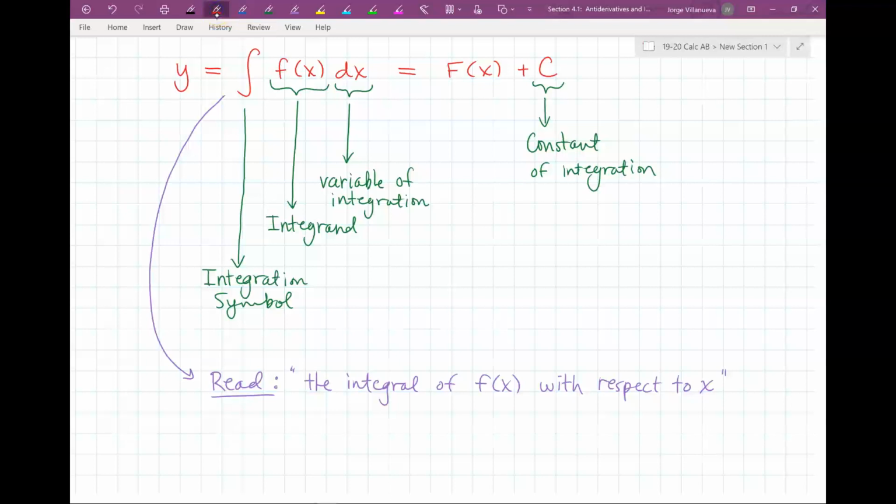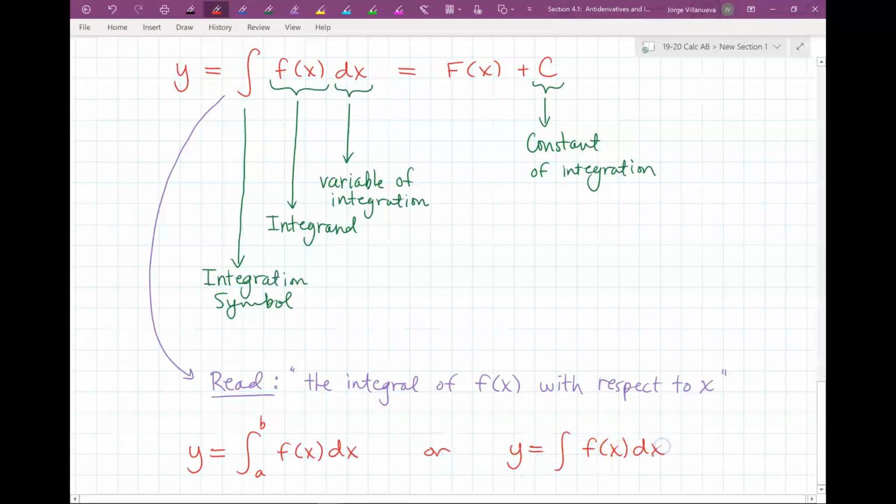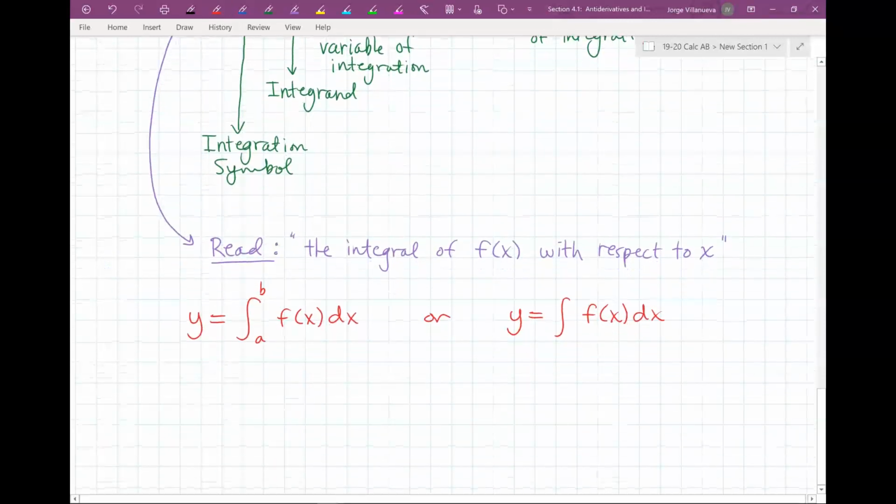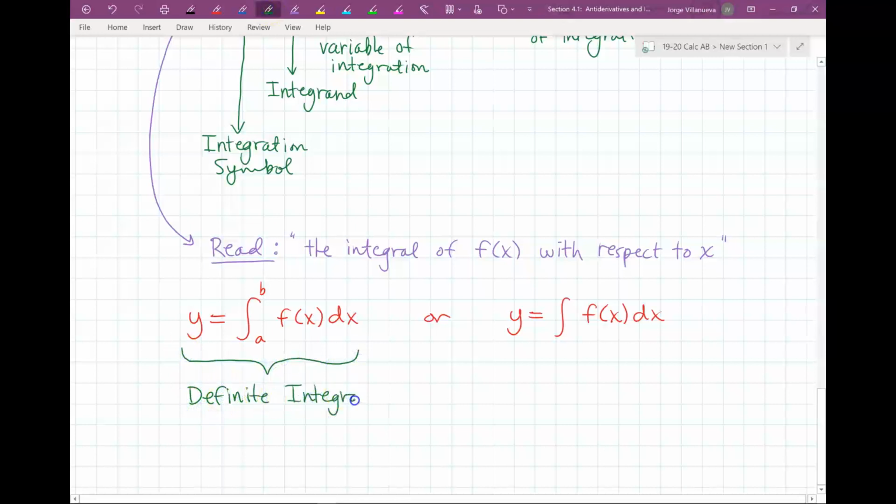Usually, you'll see integrals like this: y equals the integral from a to b of f of x dx. Or you might see it like this: y equals the integral of f of x dx. Now, we're working on the right side one, okay? But just so you know, this right here is called a definite integral, and the reason why is because they give you the interval from a to b. In other words, they want you to integrate over a specific interval from a to b.